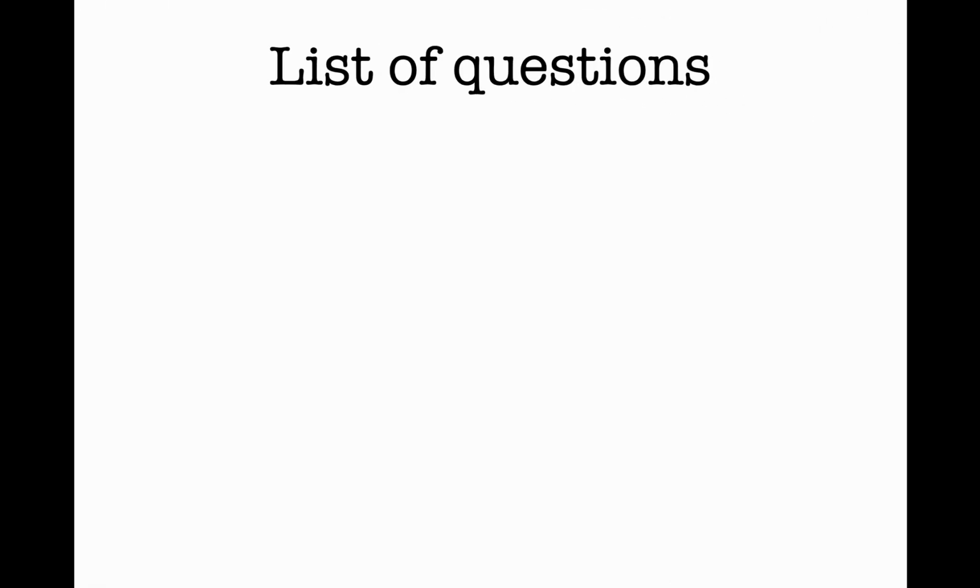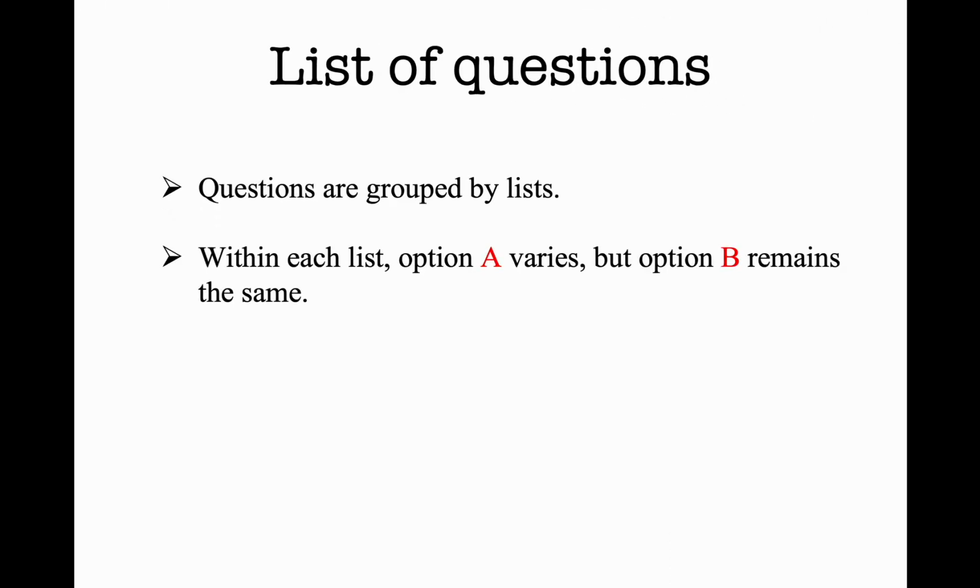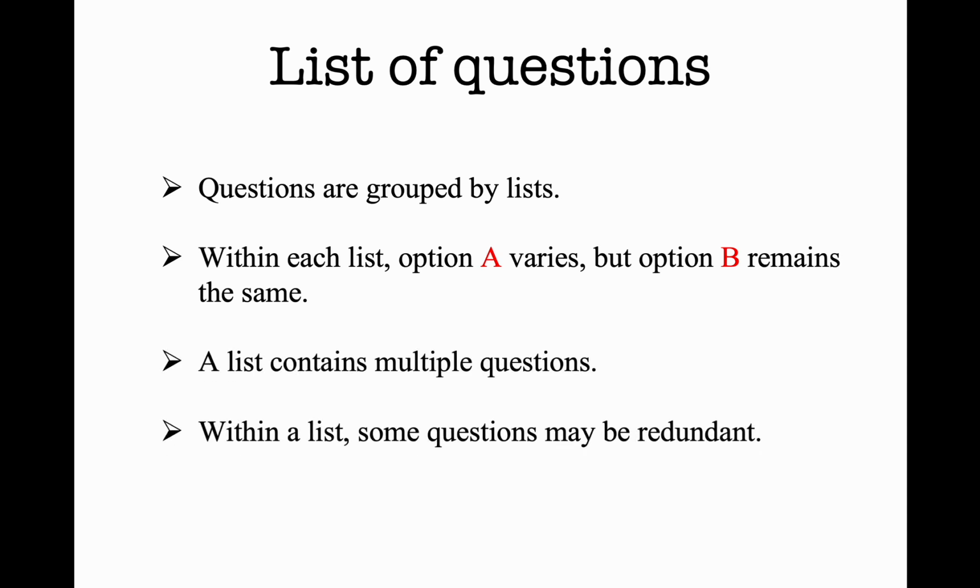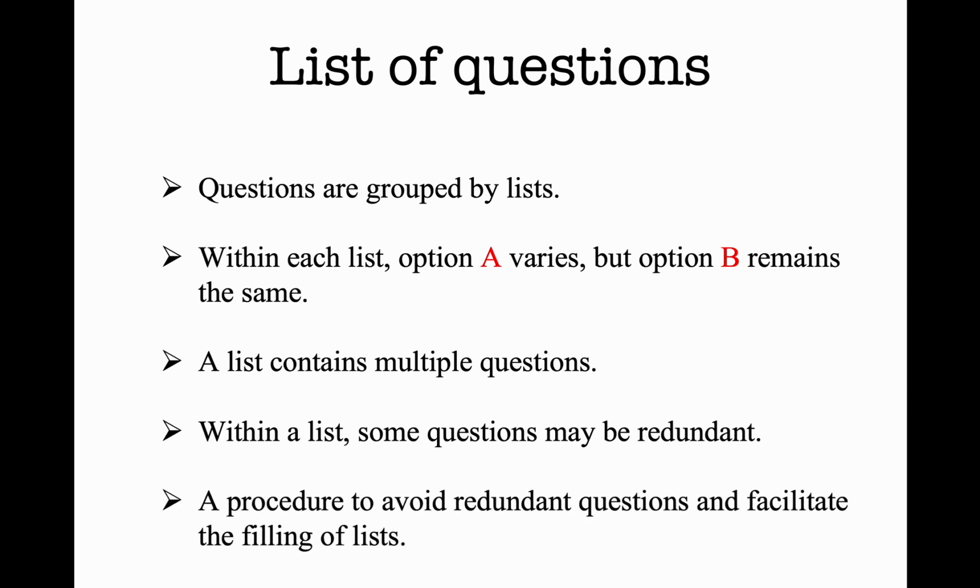Lists of questions. Questions are grouped by lists. Within a list, option A varies, but option B remains the same. A list contains multiple questions. Within a list, some questions may be redundant. A procedure to avoid redundant questions and facilitate the filling of lists will be generated automatically.